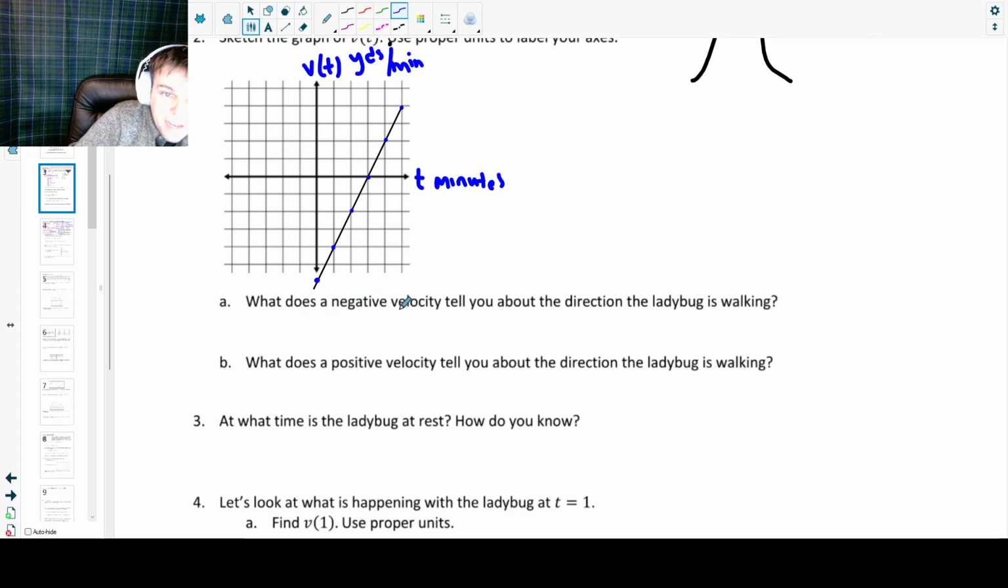Okay. What does a negative velocity tell you about the direction the ladybug is walking? A negative velocity means that our position is getting smaller. The position is going from maybe 4 yards to 3 to 2 to 1. It's decreasing, which means that the ladybug is walking towards the tree trunk.